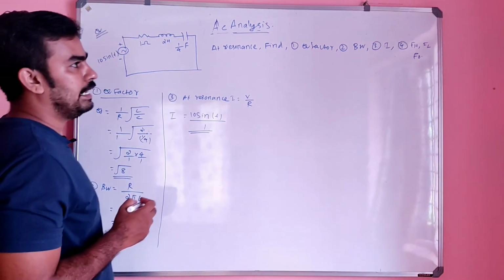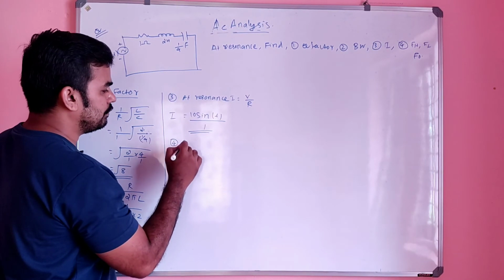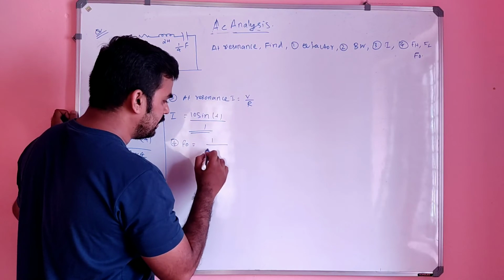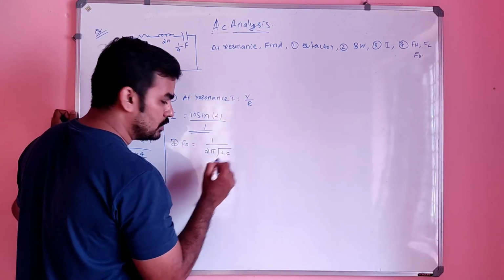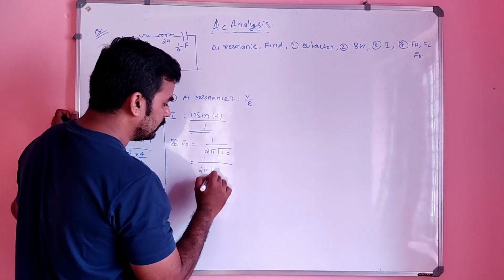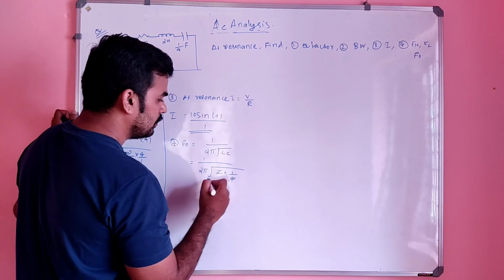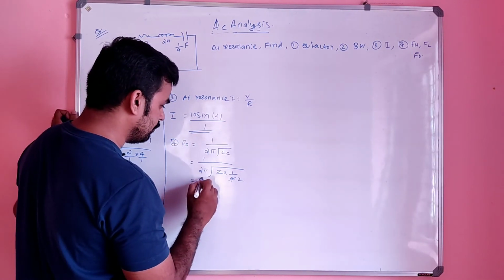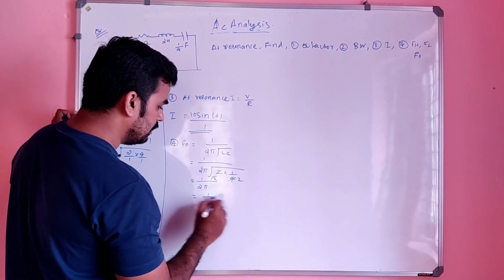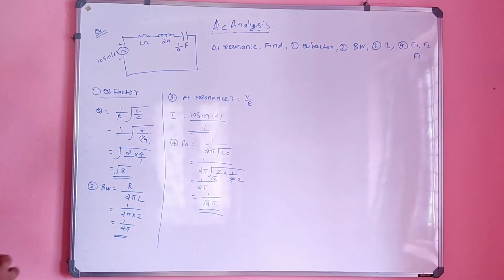And next we have to find FH, FL and F0, right? So let's first find F0. What was the equation for F0 in series RLC circuit? It is 1 by 2 pi root LC. There is no change in that. It will be 1 by 2 pi root of L, which is 2 Henry, times C, which is 1 by 4 Farad. So it will become 1 by 2 pi root 2. So that is the equation for F0.